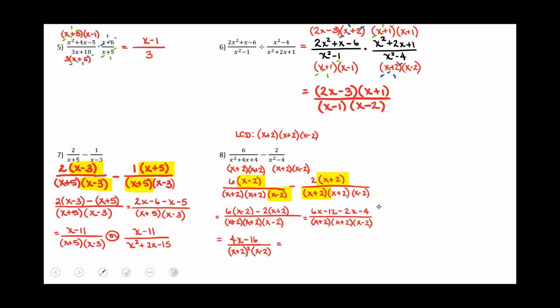I always want to look at my final answer and make sure that there's nothing else that will factor and cancel. So I'm going to take out a greatest common factor of 4 out of my numerator just to make sure that there are no common factors that would cancel, and there aren't. So that is my final answer.